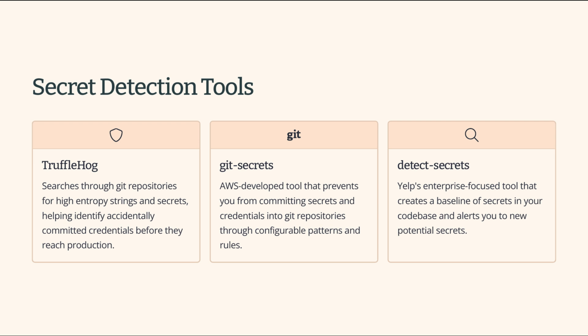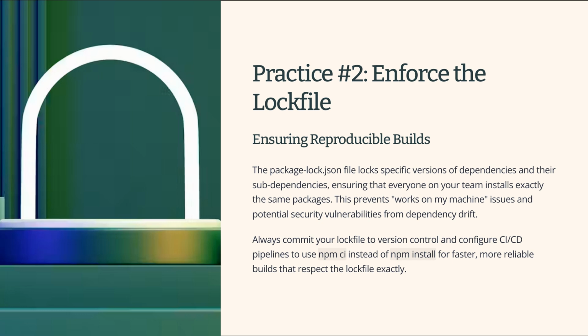Now that we have covered secret detection, let's transition to our next practice, enforcing the lock file to ensure reproducible builds. Lock files like package-lock.json play a vital role in ensuring reproducible builds across your team. By locking in specific versions of dependencies and their sub-dependencies, everyone will install the same packages, eliminating those frustrating "works on my machine" issues. This consistency not only streamlines collaboration but also protects your project from potential security vulnerabilities that can arise from dependency drift.